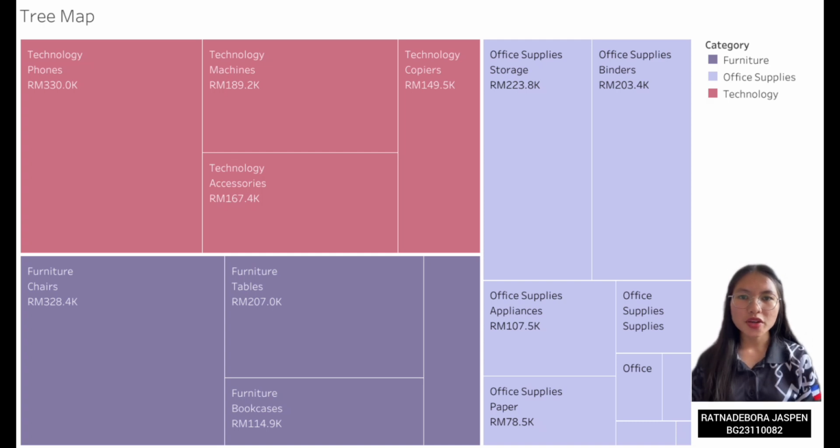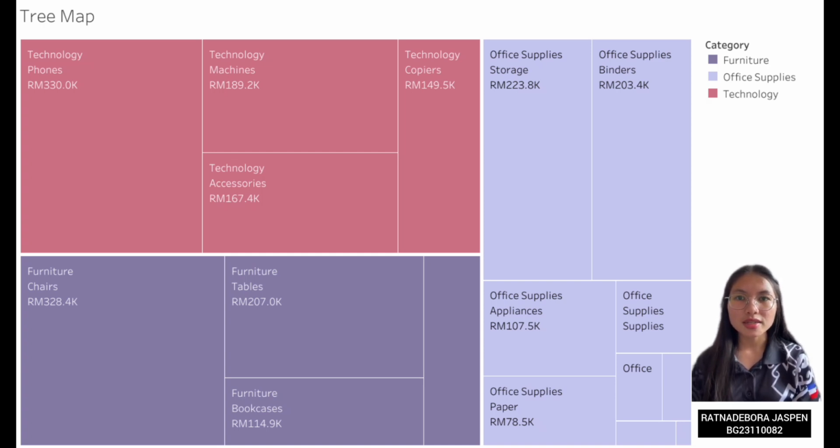The first category on the tree map is furniture. The highest sales in furniture belong to chairs with sales of 328.4 thousand, and bookcases have the lowest sales, which is 114.9 thousand.